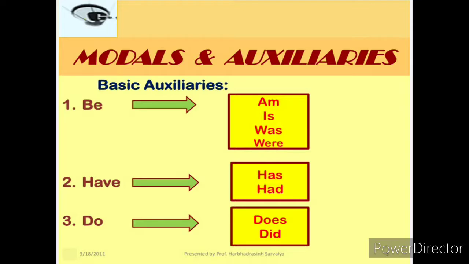Modals and auxiliaries, these are the basic auxiliaries. Be means am, is, was, were. Have, has and had. Do, does and did. These are the basic auxiliaries.